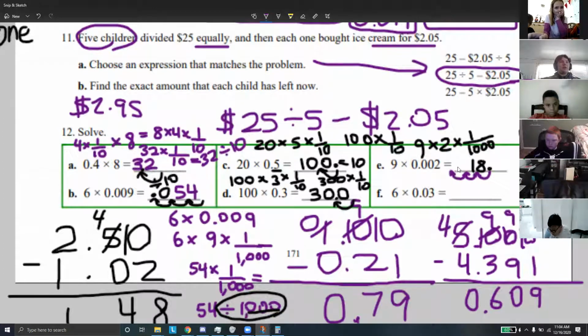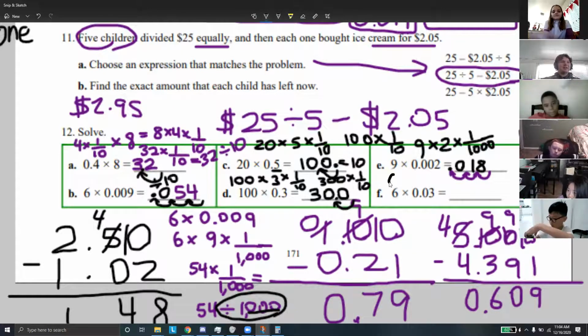And so you see, we moved over once here, one more time to the left of the 1, so we have to add a 0 there and then write the decimal. And so 18 divided by 1,000 is 18 thousandths. Who would have guessed 18 divided by 1,000 is 18 divided by 1,000? That's exactly what it is. Okay, so 6 times 3 hundredths is the same as 6 times 3 times what?